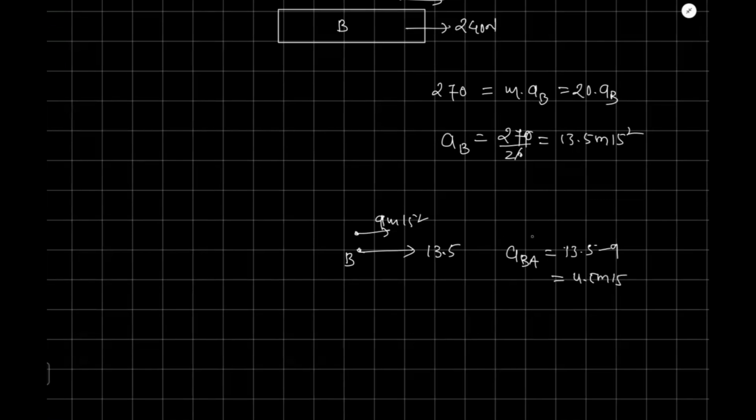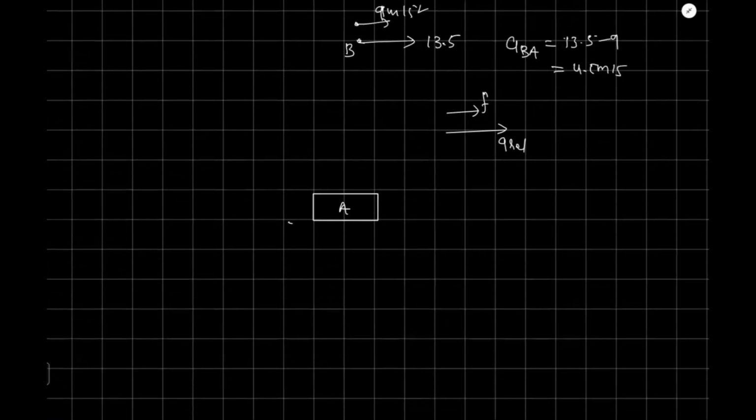So relative acceleration is happening in this direction, right? So here the relative acceleration, and the friction force is also acting in this direction. That is not possible because friction force acts opposite to the relative motion. So this case is not possible. So we will assume our block A and block B are going to move together. So on this one 120 Newton, on this one 240 Newton.